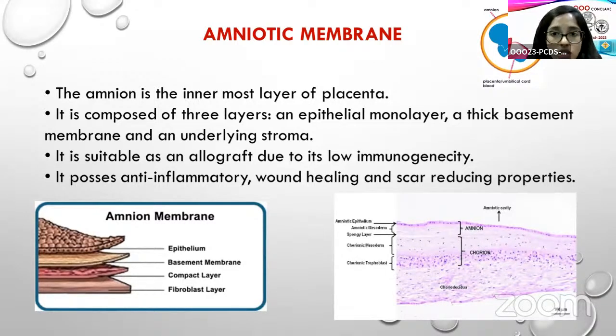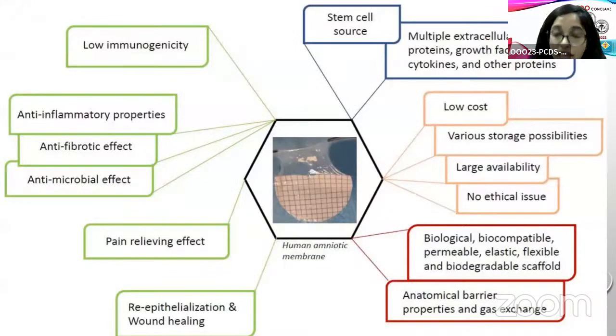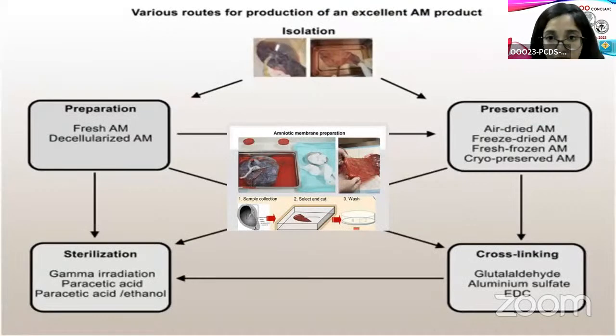The amnion is the innermost layer of the placenta. It is composed of 3 layers: an epithelial monolayer, a thick basement membrane, and an underlying stroma. It has the following properties. It is a very good stem cell source. It has great growth factors. It is of low cost. It has no ethical issues. It is biocompatible. It has a pain relieving effect. It has an antifibrotic effect.